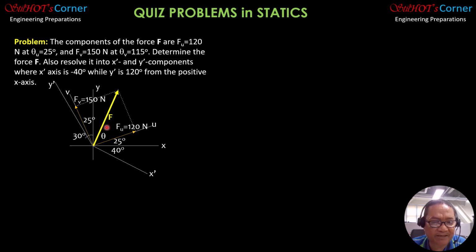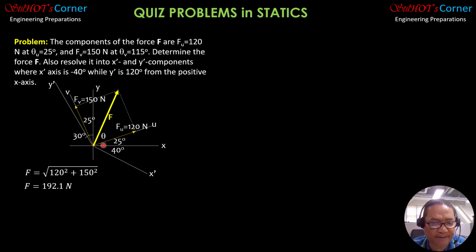Now, the magnitude of F is simply, by the Pythagorean theorem, square root of Fu squared plus Fv squared, because the components are perpendicular to each other, or the axes U and V are perpendicular to each other. So F is square root of 120 squared plus 150 squared. So that means F is equal to 192.1 newtons. So that's the magnitude of the force F.